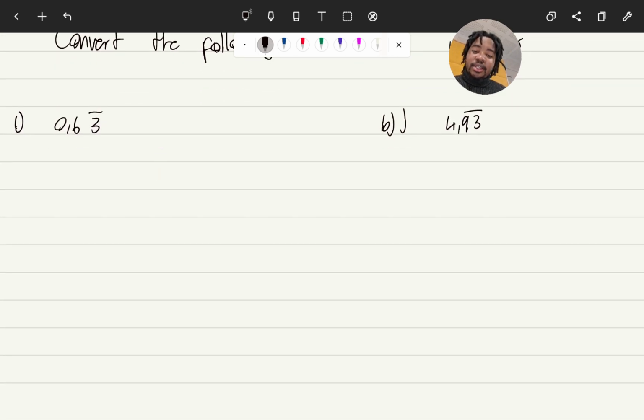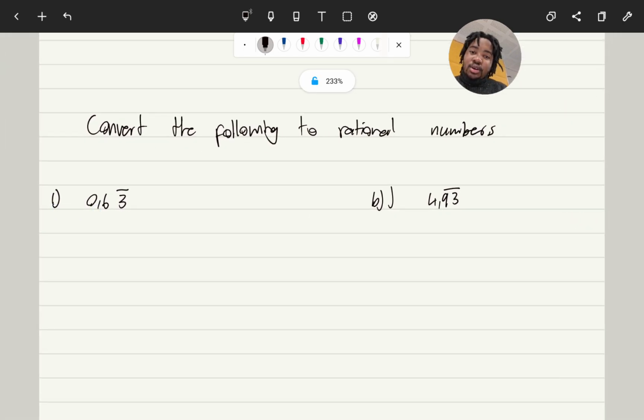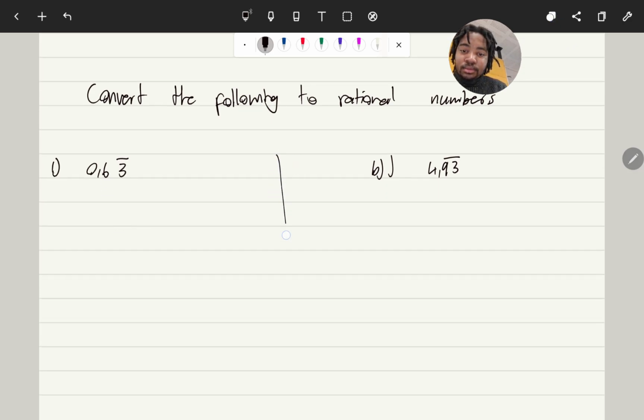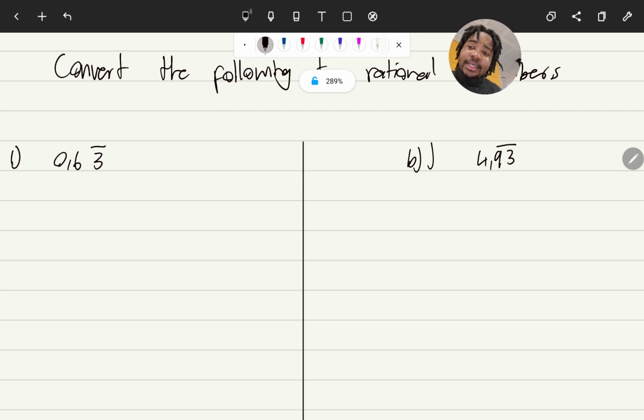So now we're going to try to convert the following numbers into rational numbers, or fractions with a and b both whole numbers, so natural numbers, or you could say integers, but b cannot be 0. Let me just draw a line here. So let's focus on this one.